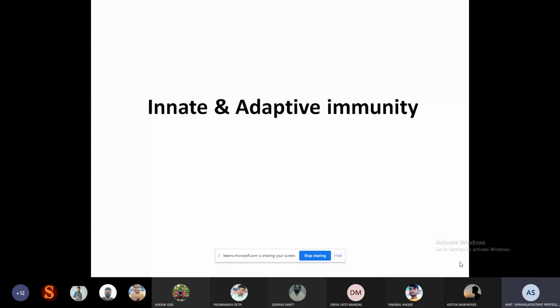So some qualities we need to acquire to adapt ourselves, to survive in that environment, those we can call adaptive quality. And some of the qualities we just got by birth. They are not related to adapting to the environment. Those are called innate. So these are the qualities we are talking about, innate and adaptive. So now we will be switching to immunity, innate and adaptive immunity.